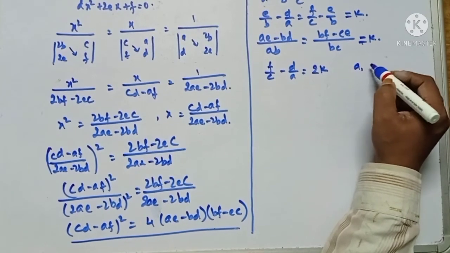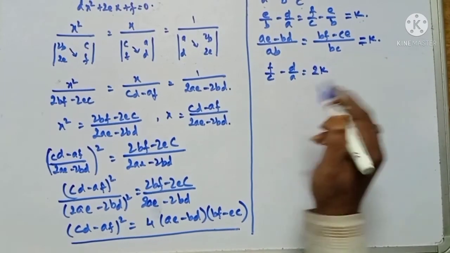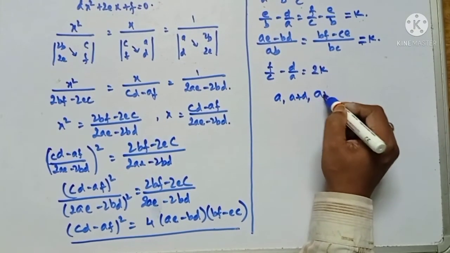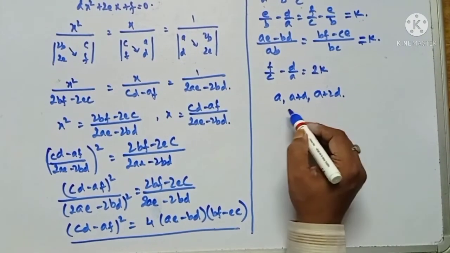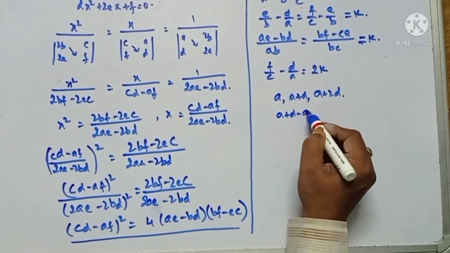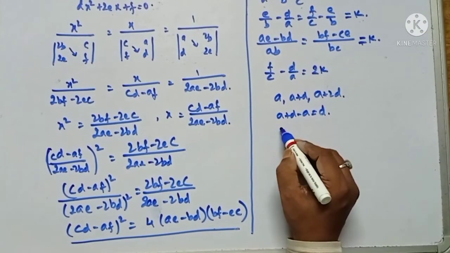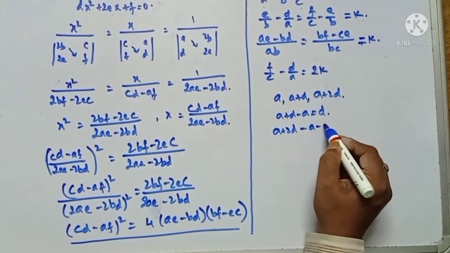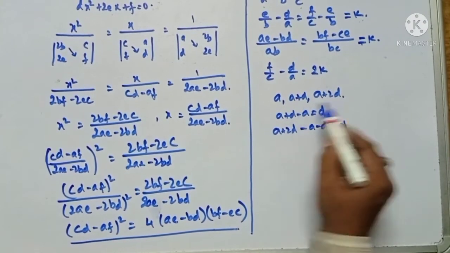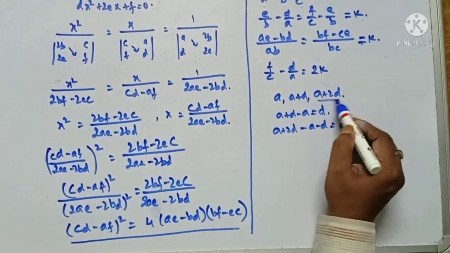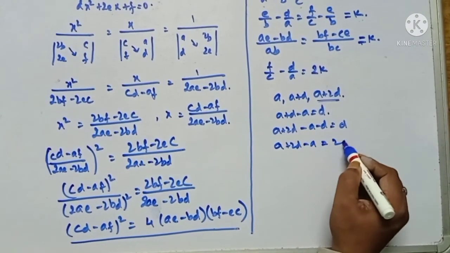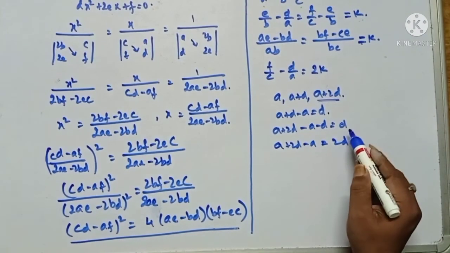So I think you are all clear. If you take the general terms, let me take the general term: A, A plus D, A plus 2D. They are in AP. Here A plus D minus A is equal to D. Again A plus 2D minus A plus D, we get D, the difference between consecutive terms. Now the last and the first term, A plus 2D minus A, is equal to 2D. So here you see twice the common difference.